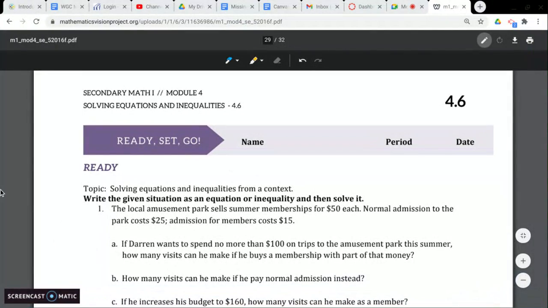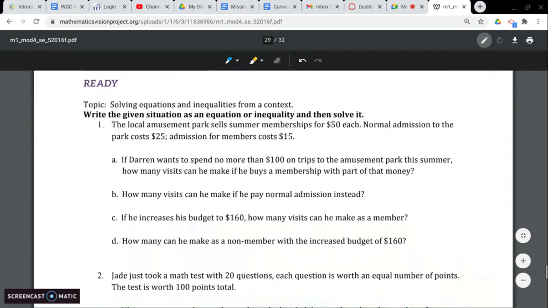All right, so for this first part, we're solving equations and inequalities from a context. Some of these will just be equations, some of them will be inequalities. So keep that in mind, it's both.